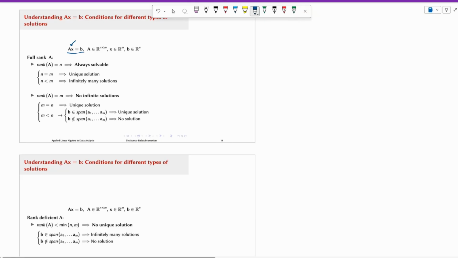Now let's first consider the case where A is full rank. And A is an n cross m matrix. If A is full rank, right?